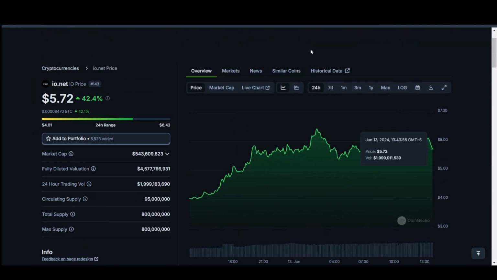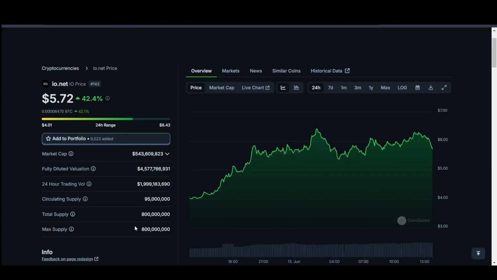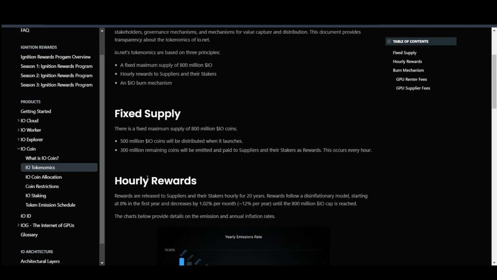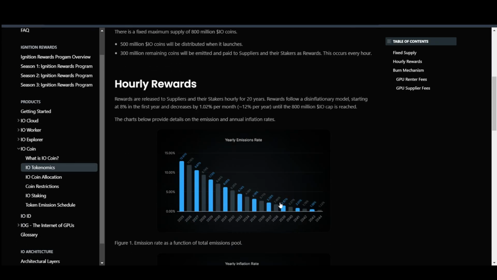Now let's look at the main part, which is the tokenomics of this coin, and I think that is the most important thing about this coin. This coin has a max supply of 800 million, as you can see here. 500 million was minted at the start, and the rest will be given out. 300 million will be given in terms of rewards, which will decrease yearly to 2024. As of now the APY is pretty big, as you can see here.